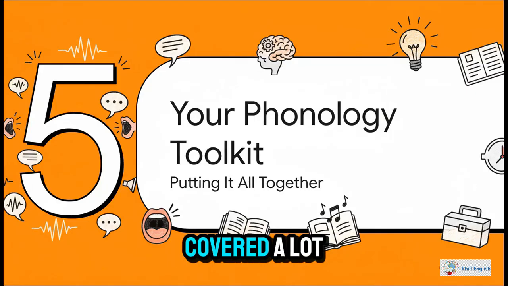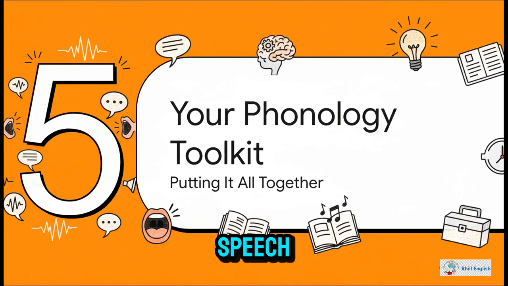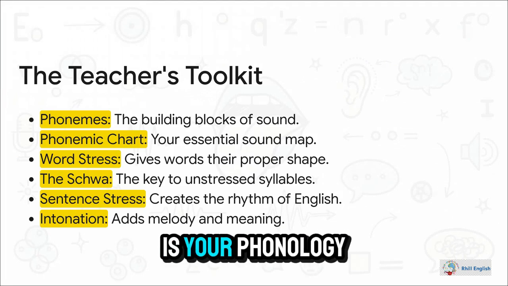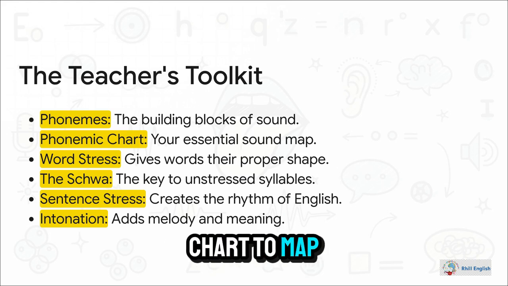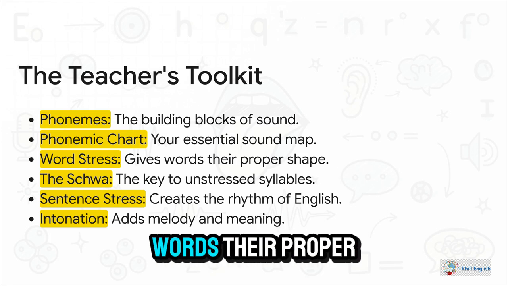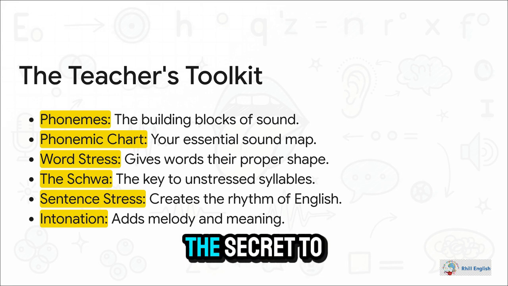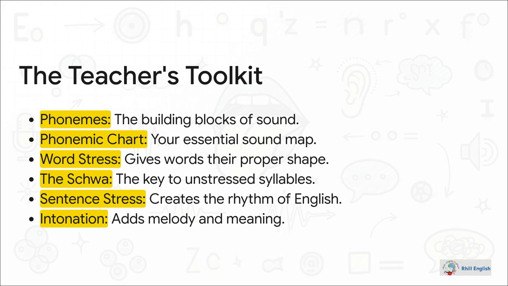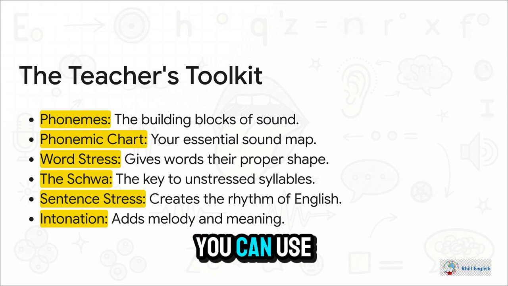All right, we've covered a lot of ground, from tiny little phonemes all the way up to the broad melody of speech. So let's put this all together into a practical toolkit that you can take right back to your classroom. So here it is, your phonology toolkit. You've got phonemes, the true sounds, and the phonemic chart to map them all out. You've got word stress to give words their proper shape, and the schwa, the secret to nailing those unstressed syllables. Then you have sentence stress to create that natural rhythm. And finally, intonation to add the melody and the real meaning. Every single one of these is a powerful tool you can use.